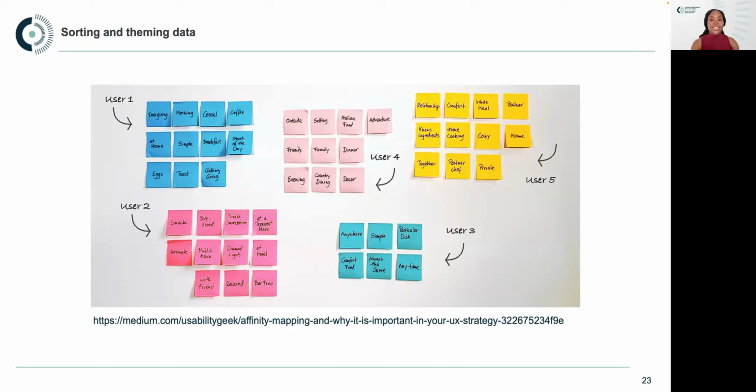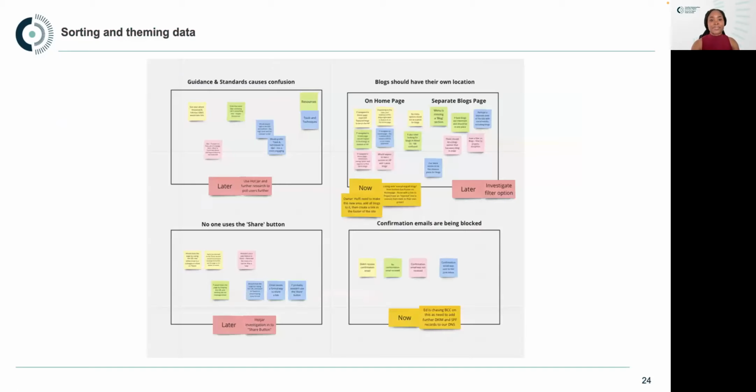So in this example, each user is assigned a color. The user's answers are then written out in detail on the color-coded sticky notes. This is not a very excellent example, but I thought to show you what it would look like after you've collected your research data in preparation for sorting and theming. Next slide, please.